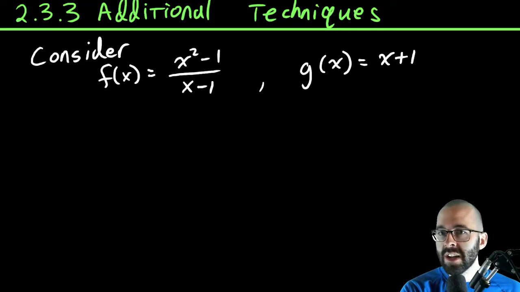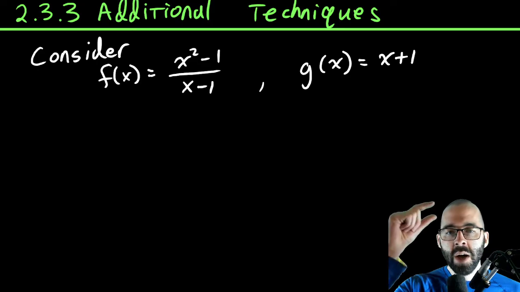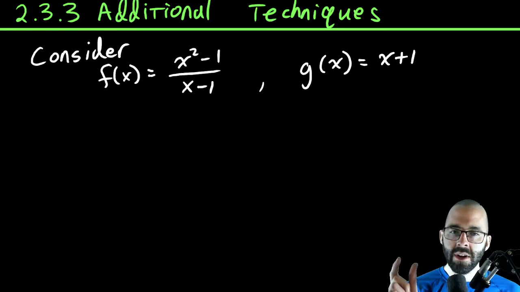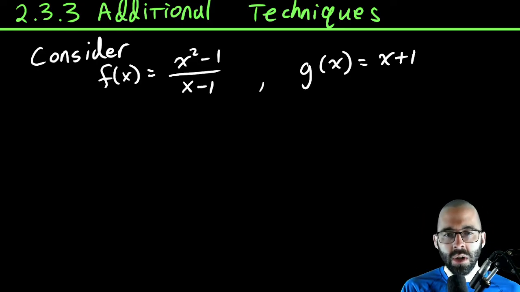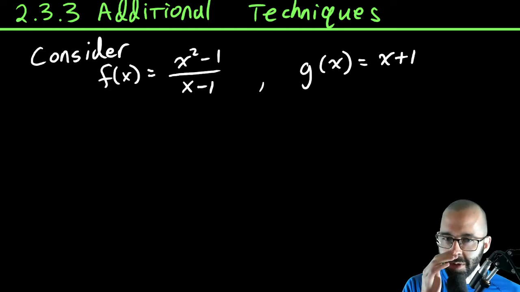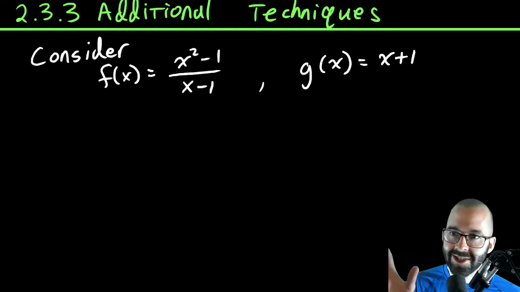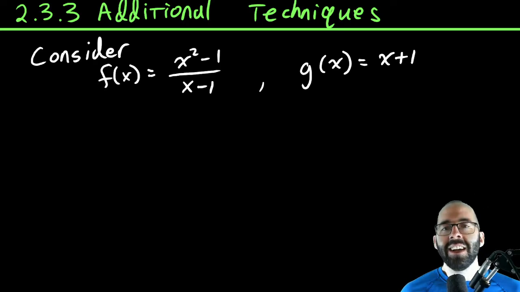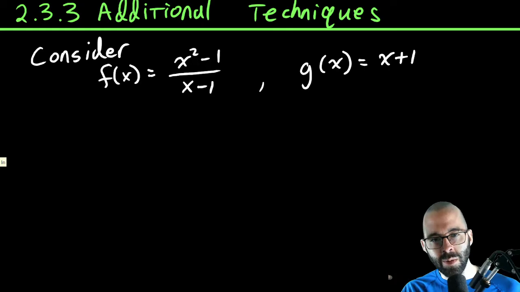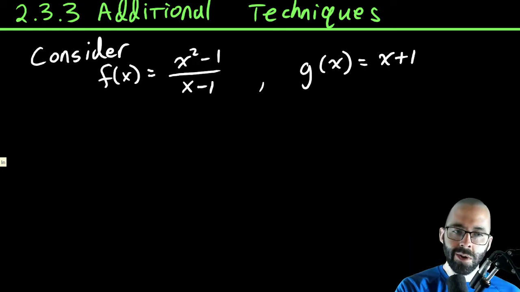This first function has a hole because there's a common factor in the numerator and the denominator. That means a hole, also known as a removable discontinuity. We'll talk more about those in the next video or next section, 2.4. The second one is just a line. It doesn't have a hole. So first one, line with a hole. Second one, line without a hole.